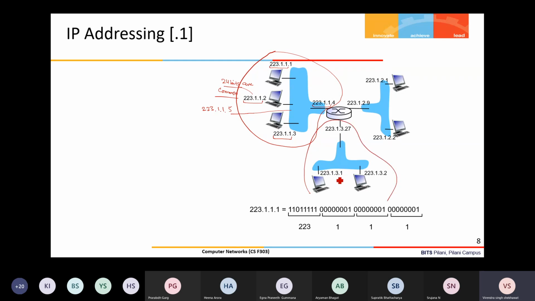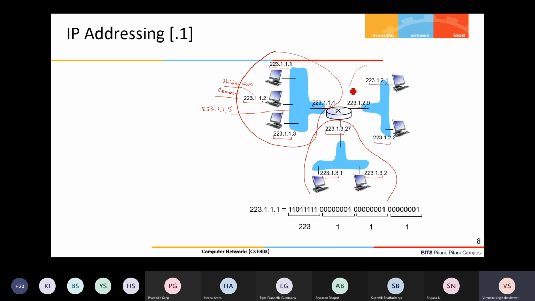So here, this is 223.1.3, 223.1.3, 223.1.3, these 24 bits are common. Right? Similarly, here also 223.1.2, 1.2, 1.2, that is common.